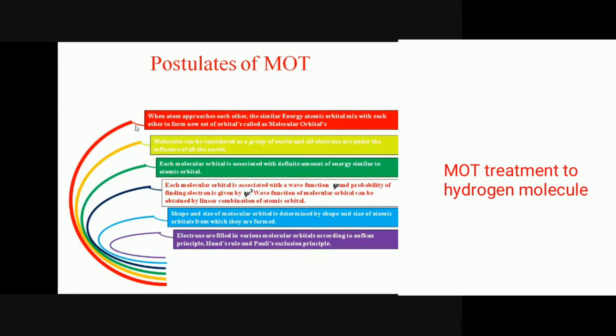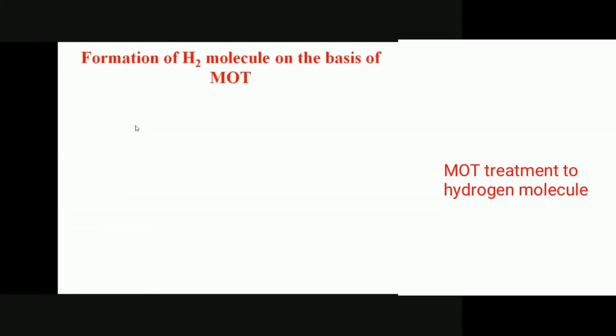Then overlapping of atomic orbitals should be of a comparable level. If there is no overlap, it will not form a molecular orbital. If overlap takes place, to a certain extent it will form a molecular orbital. And the last one was the axis of interaction. Whenever the overlap takes place, the axis plays an important role. That's why we have two different types of bond formation, sigma and pi bond formation. Now let's see the formation of the hydrogen molecule on the basis of molecular orbital theory.